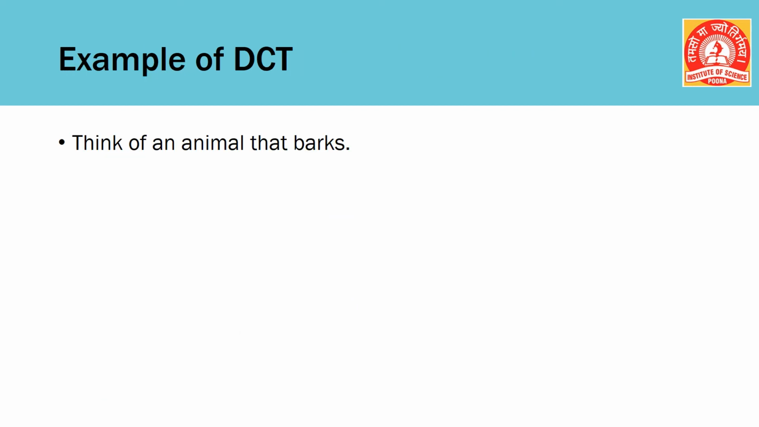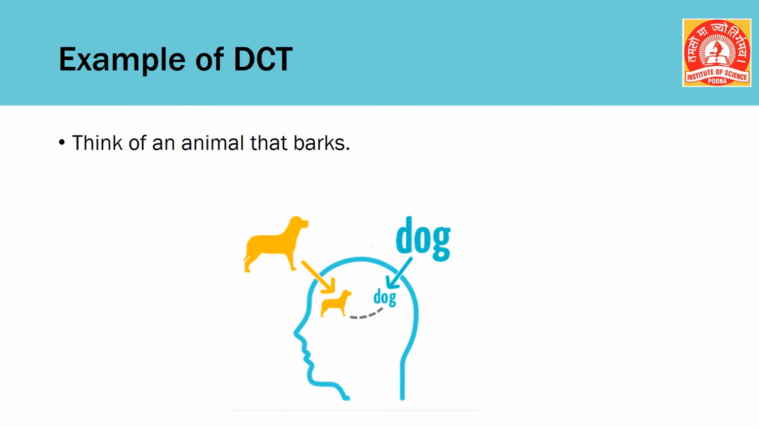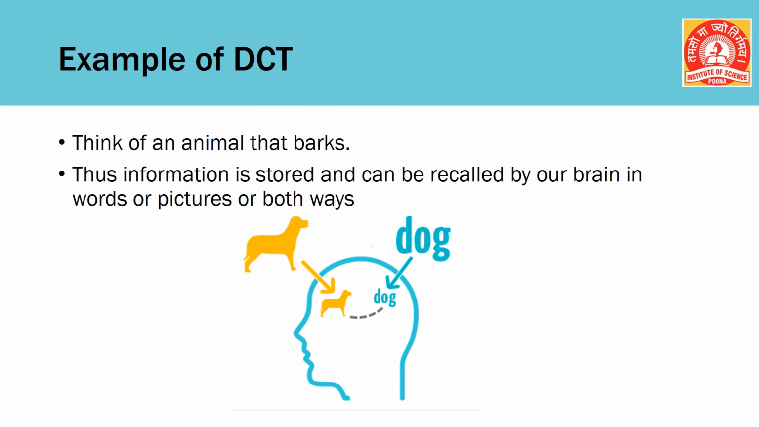To give you an example of dual coding theory, think of an animal that barks. Now, your brain could have processed the information dog through an image of a dog or through the word dog itself. It is also possible that your brain could have processed both the things together, that is, thought of an image of the dog and the word dog itself together. Thus, any information is stored and can be recalled by our brain in the form of words or pictures or both ways. This is the dual coding theory.